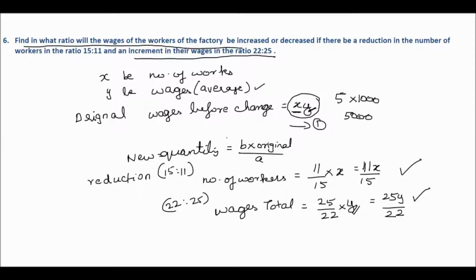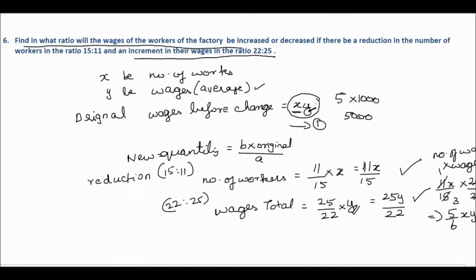Now, as we did before, I am going to multiply these things like x into y. Number of workers into wages, which will become 11 by 15 x into 25y by 22. Get cancelled: 1 by 2 here, 3, 5. So that will become 5 by 6 xy.